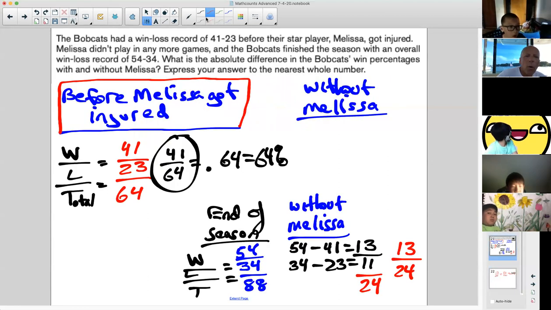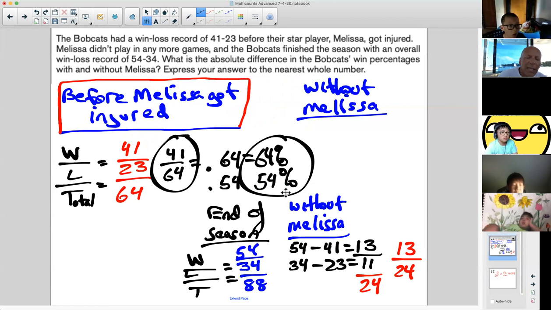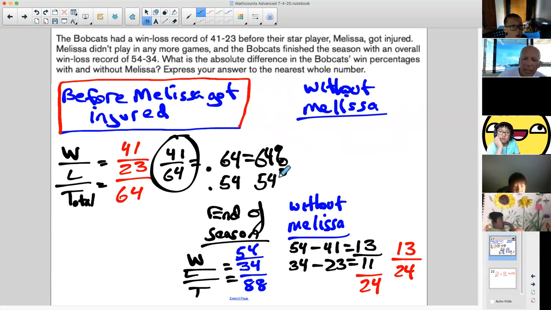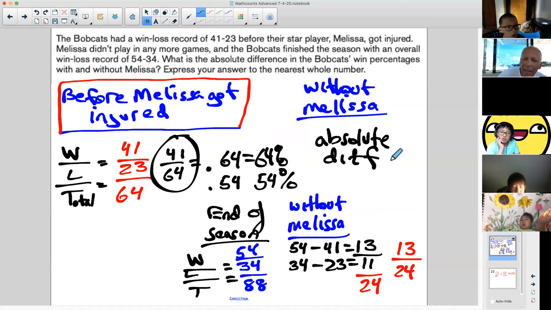So now, if this guy is 54%, what is the absolute difference? Audrey, I'm going to ask you. What is the absolute difference between 64 and 54%? That's 10%. And that is the answer to the problem. So the absolute difference is 10%.